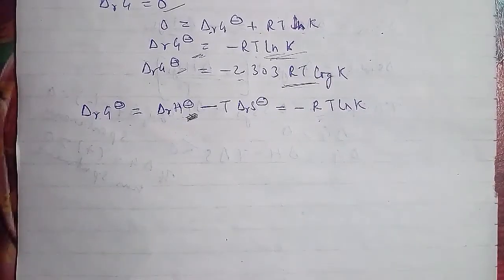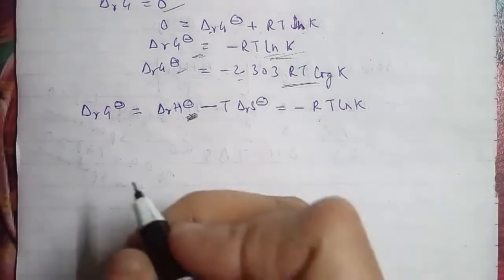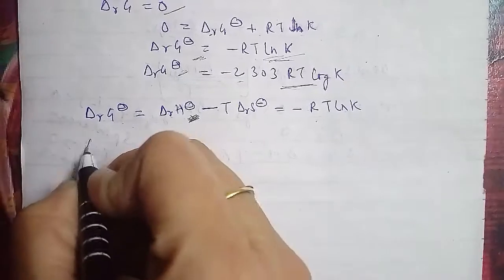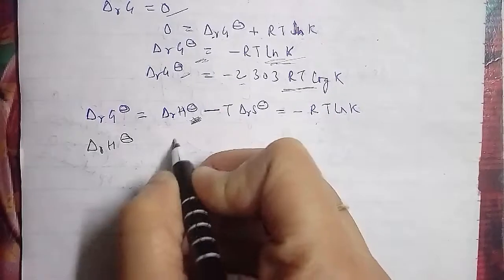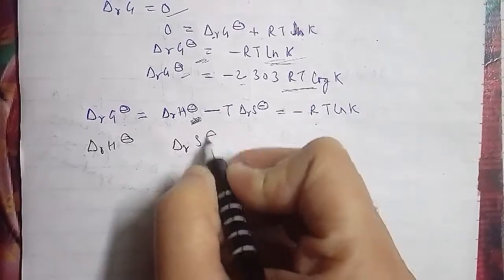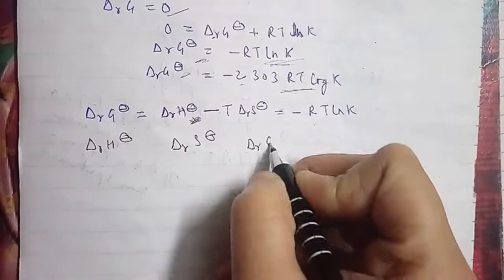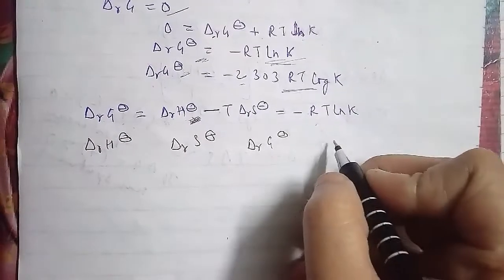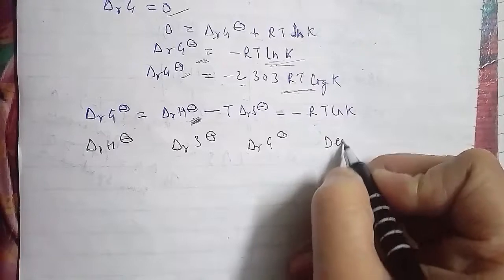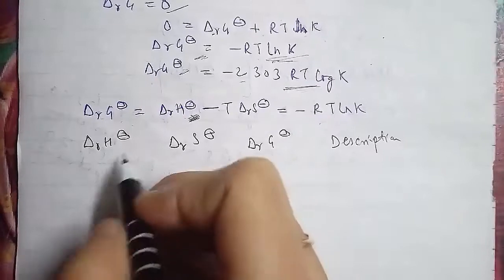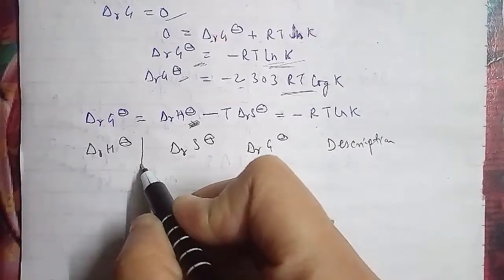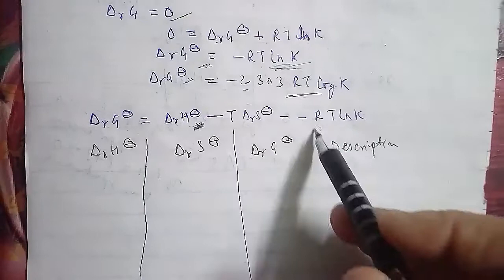So we can make a sort of table of the effects of temperature on the spontaneity of the reaction. Here we write ΔrH, ΔrS, and then ΔrG. I will tell you the description and will not write it down. So this is a table showing the effects of temperature on the spontaneity of the reaction.